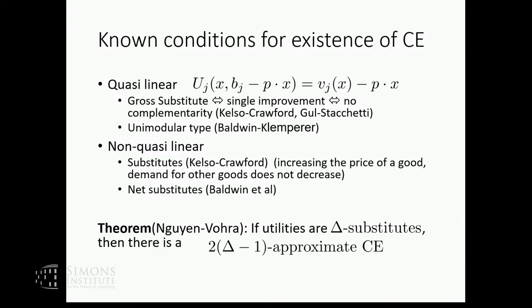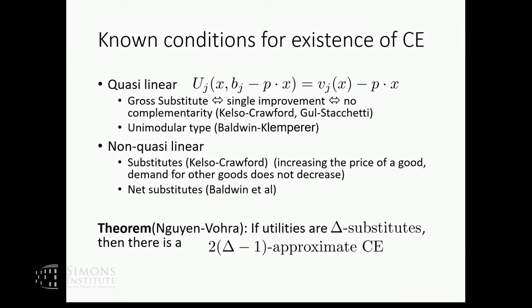It means that if I increase the price, no other good's demand goes down. That also guarantees the existence of equilibrium. And recently, Baldwin et al. introduced a new notion called net substitutes, playing with Marshallian and Hicksian demands, which is a little bit complex. So we want to bring a little bit of new insight into the literature.